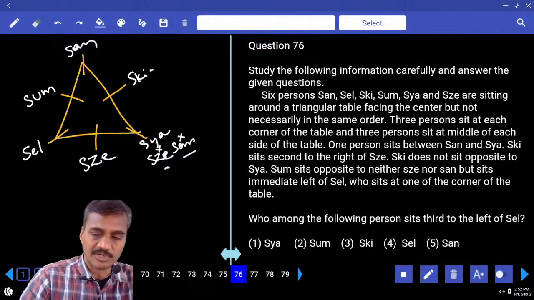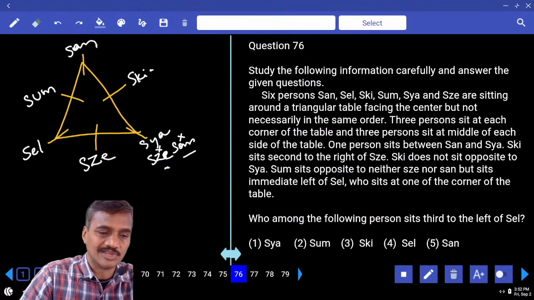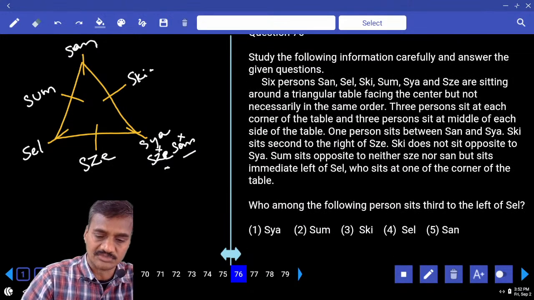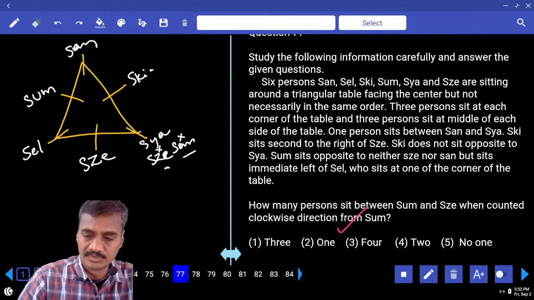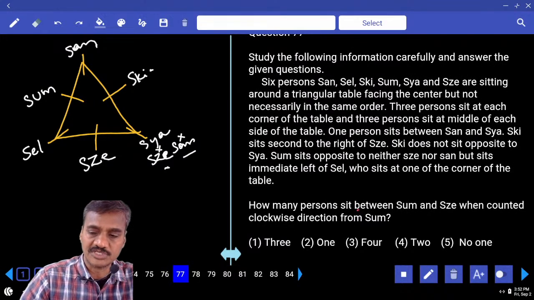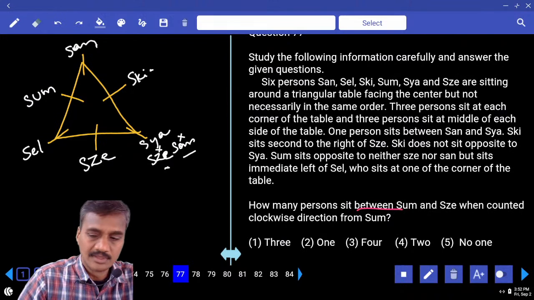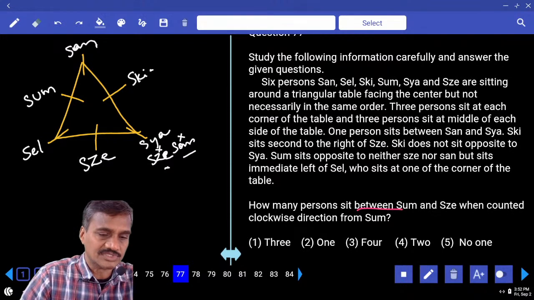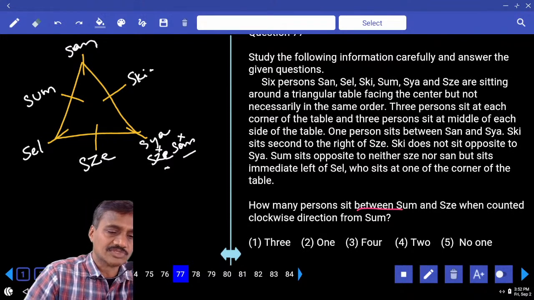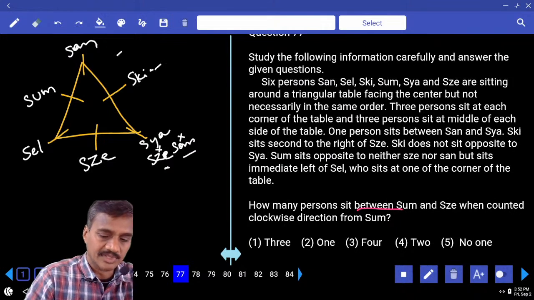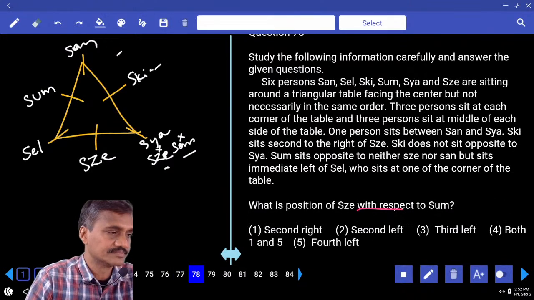Then, who among the following persons sits third to the left of Cell? Third to the left of Cell is SKI. Choice 3, question number 76. Then how many persons sit between Sum and SZE, counted in the clockwise direction from Sum? Clockwise from Sum: 1, 2, 3. There are 3. Choice 1, 77.